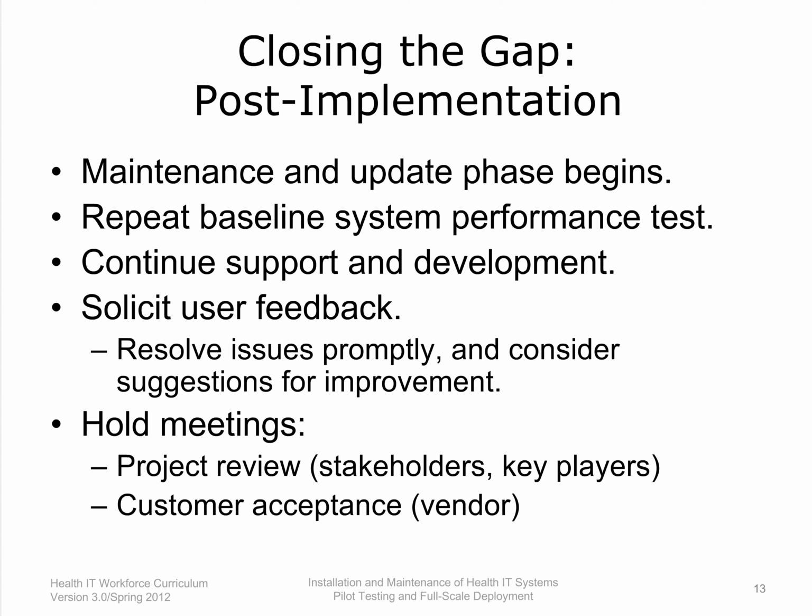Solicit user feedback as soon as you feel they have become acclimated to the system. Examine the feedback for common workflow and technical issues that need resolving. Continue to provide an avenue for users to submit feedback and suggestions for improvements. Hold a project review meeting with all the key stakeholders and implementation players. Discuss what went smoothly and where things went wrong. Finally, hold a customer acceptance meeting with the vendor. Sometimes called a closeout meeting, this can be an opportunity to summarize your user acceptance testing and finalize customer service agreements.